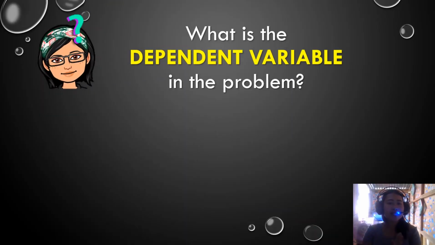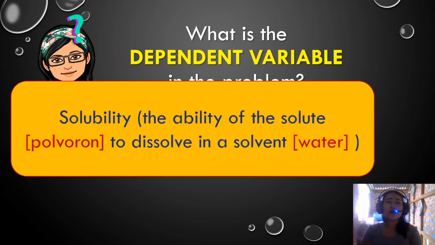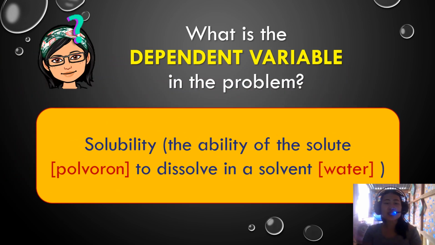So, what is the dependent variable in the problem? Let's pause for 5 seconds and think. Correct if your answer is solubility, or the ability of the solute, which is polvoron, to dissolve in a solvent, which is water. Since the particles of powdered polvoron are smaller in size compared to a whole polvoron, then it dissolves faster in hot water.